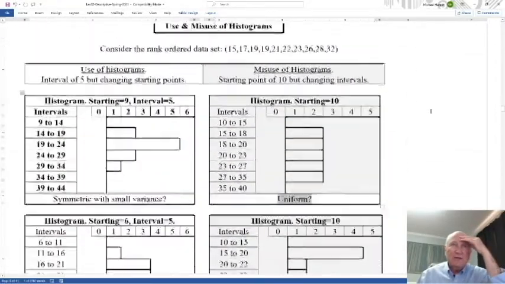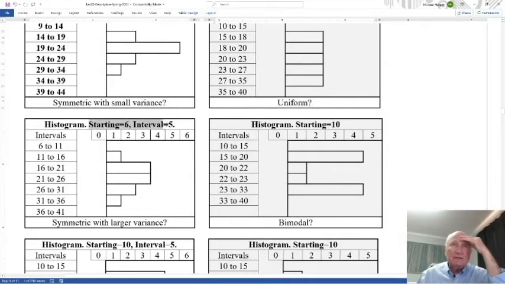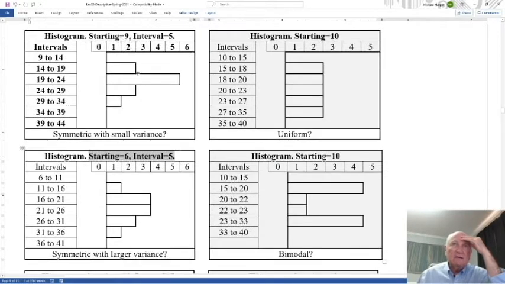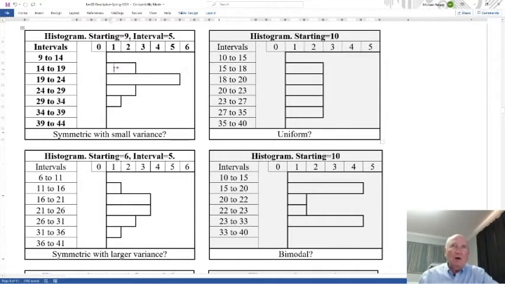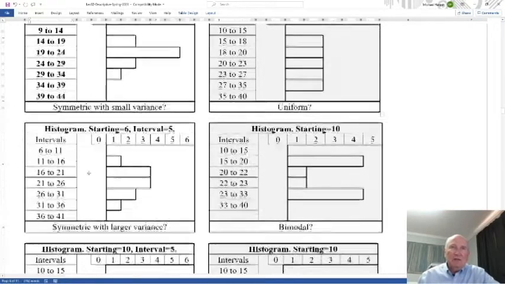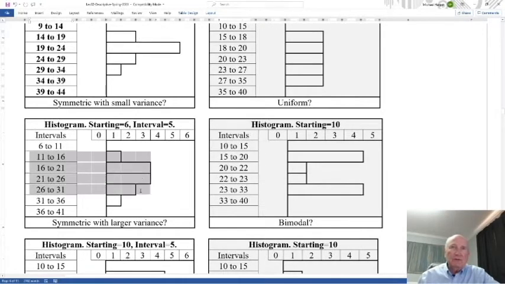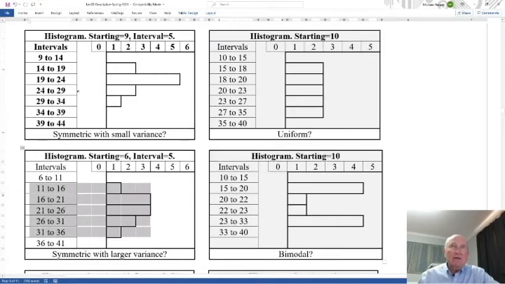Okay, so look at the second one. Here I have a starting point of 6 and an interval of 5. When I compare this, I have the interval of 5, but I went from 9 to 6. And what happens is, here it looks like we have a fairly small variance. That's the spread of the distribution. So we have 1, 2, 3, 4. It's spread over 4 intervals. The interval is 5. Same interval, but here I have 1, 2, 3, 4, 5.